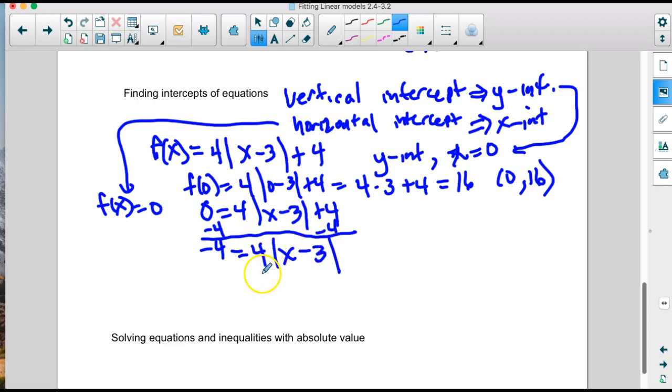Then we would divide by -4. Or I'm sorry, +4. We divide by +4 on both sides. Divide by 4 here. Divide by 4 here. We get -1 is equal to the absolute value of x minus 3.